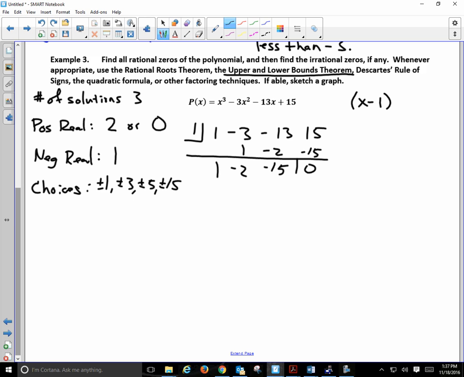I'll let you catch up. We divided a cubic. We come up with a, what degree is this? A quadratic. Awesome, because we could solve that using quadratic formula or by factoring. So we know we're home free. This is x minus 1 times x squared minus 2x minus 15.